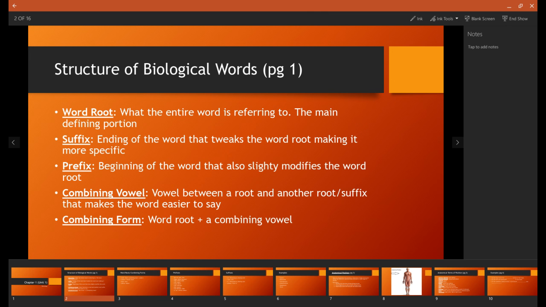A suffix is going to come at the end of the word, and all it's going to do is modify the word root and make it a little more specific, whereas a prefix is going to come before the word root, but it's going to do the same thing. It's just going to modify the word a little bit and make it a little more descriptive. The combining vowel is just a vowel that comes after the word root, and it's going to make the word a little bit easier to say. And then a combining form is the word root and its combining vowel put together. That's all a combining form is.